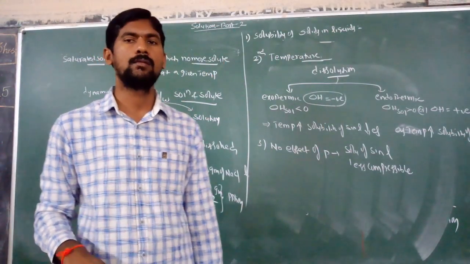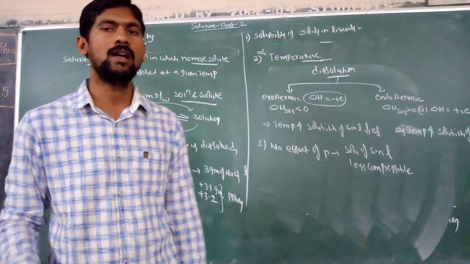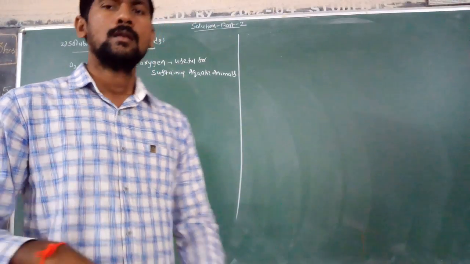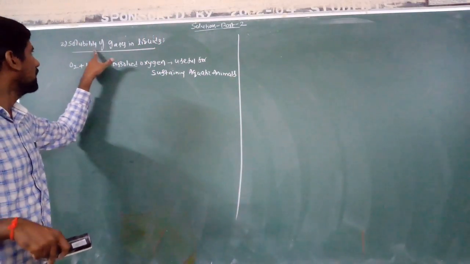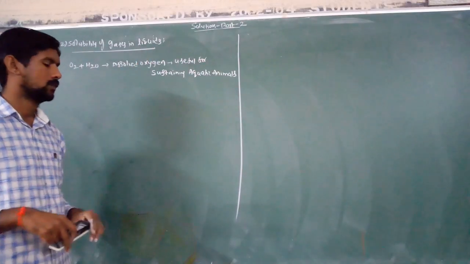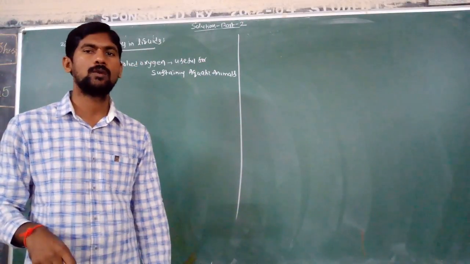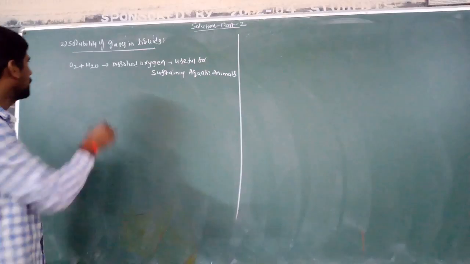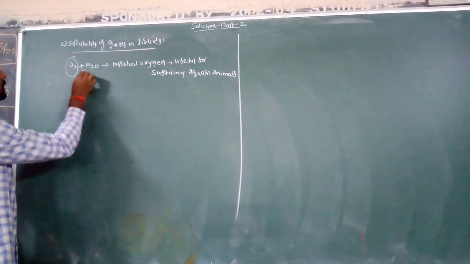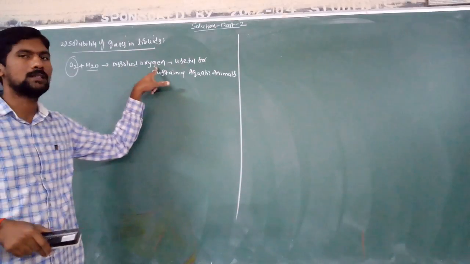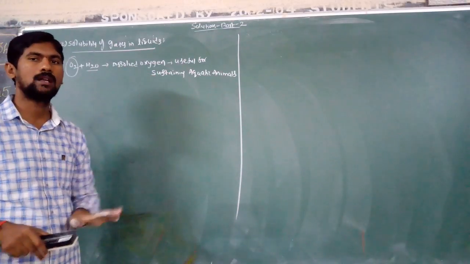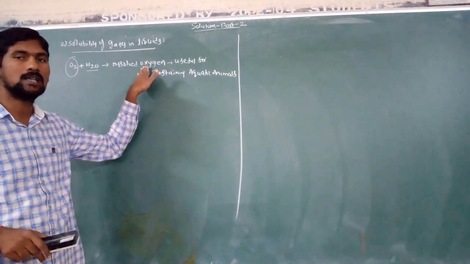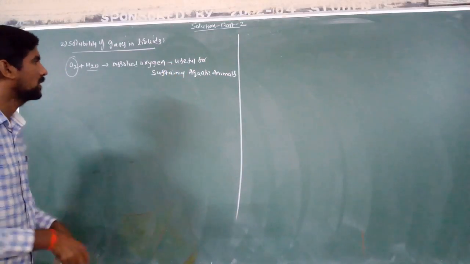Solids and liquids are very less compressible, therefore there is no effect of pressure on solubility of solids. Now coming to the second system, solubility of gases in liquids. Most of the gases are soluble in suitable solvents. For example, oxygen is soluble in water, we get dissolved oxygen. Oxygen is only partially soluble in water, yet the dissolved oxygen is useful for sustaining aquatic animals.